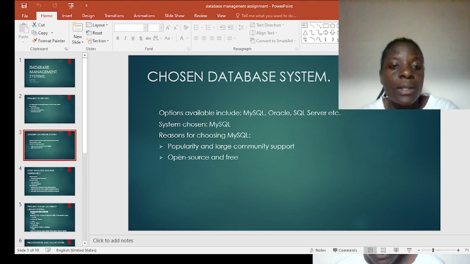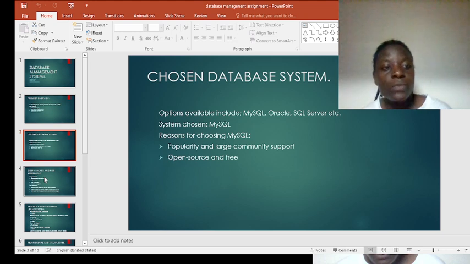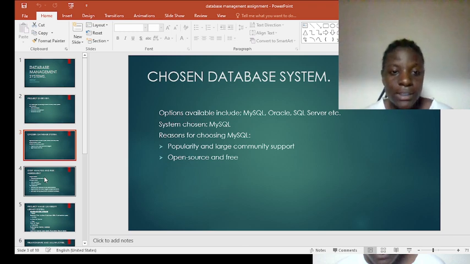And number two, it is open source, and it's free. MySQL is free. You can download it anywhere to use for any of the projects that you may need to work on, be it commercial work or academic work. It is open source and free.